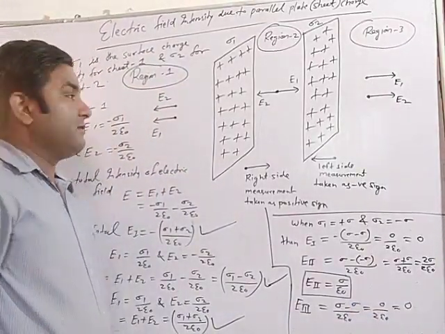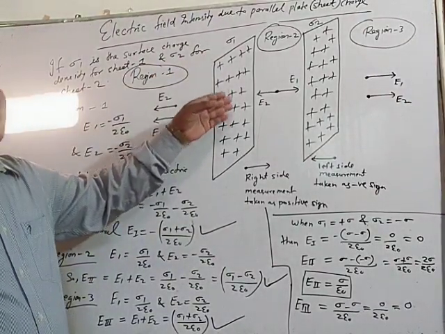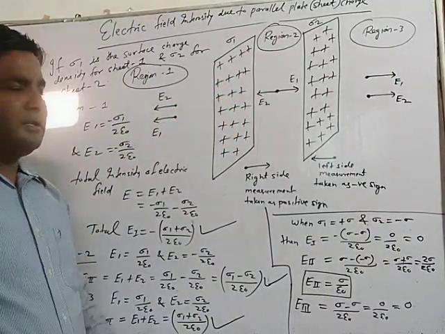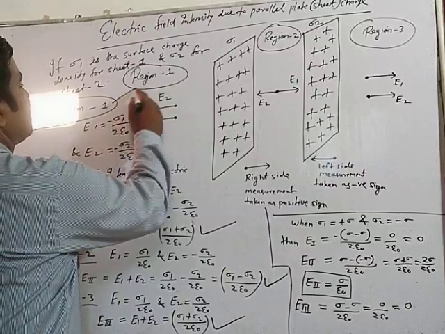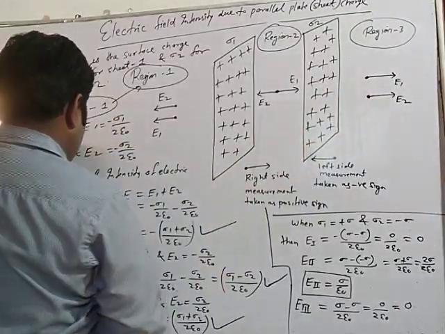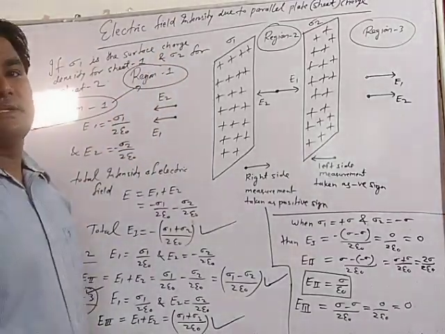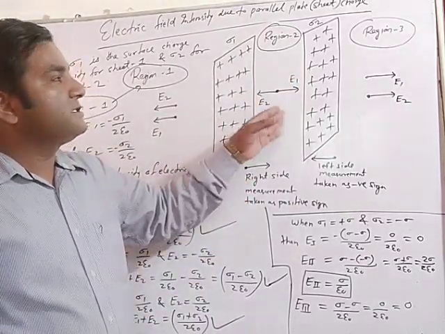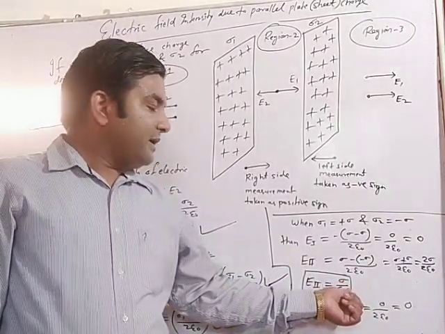So it is clear from the above explanation that whenever the surface charge densities are equal but opposite in sign, then in region 1 there is no resultant intensity. In region 3 also there is no intensity. The intensity value lies only inside the plates, in region 2, and that value is equal to sigma upon epsilon naught.